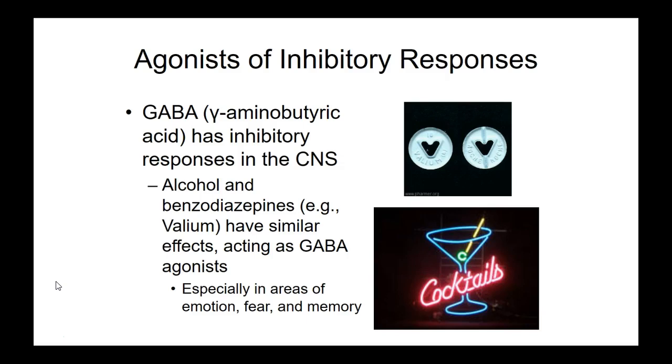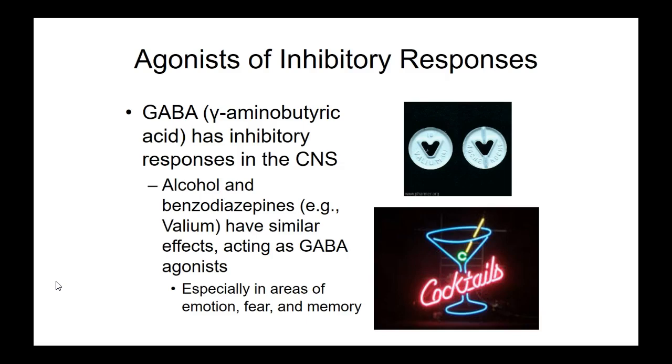So a lot of things are going to be affecting this system. Alcohol, BZDs, benzodiazepines. An example includes Valium. They have similar effects, acting as GABA agonists, right? So if they're acting as agonists, then what does that mean? Are they mimicking the effects of GABA, or are they inhibiting that system? They're mimicking it, right? Okay. So in areas of emotion, fear, and memory, those get brakes put on them.